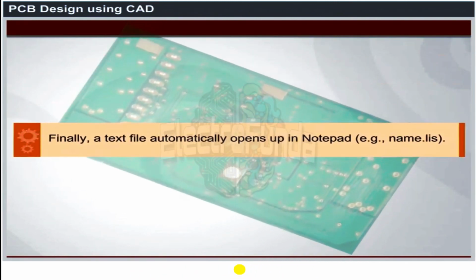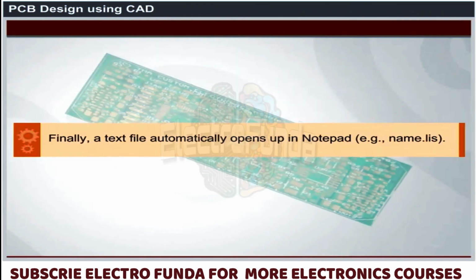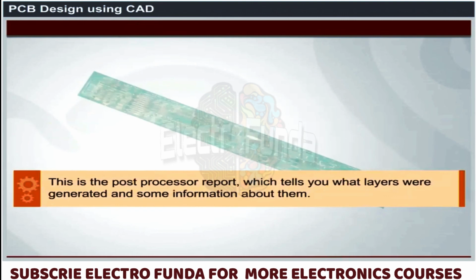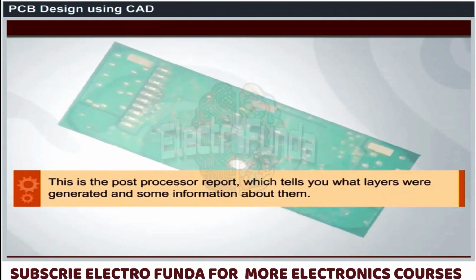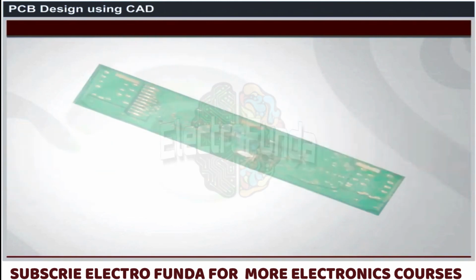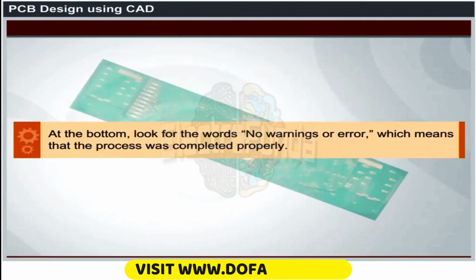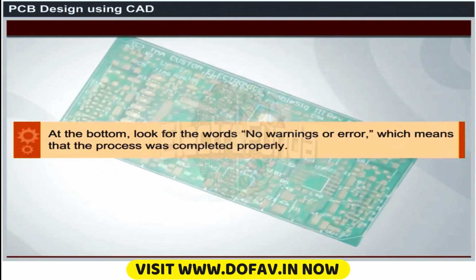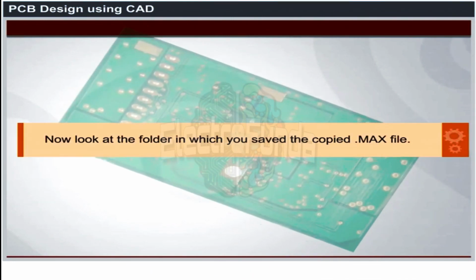Finally, a text file automatically opens up in Notepad, example name.list. This is the post-processor report, which tells you what layers were generated and some information about them. At the bottom, look for the words "no warnings or errors", which means that the process has completed properly. Now look at the folder in which you have saved the copied .max file.